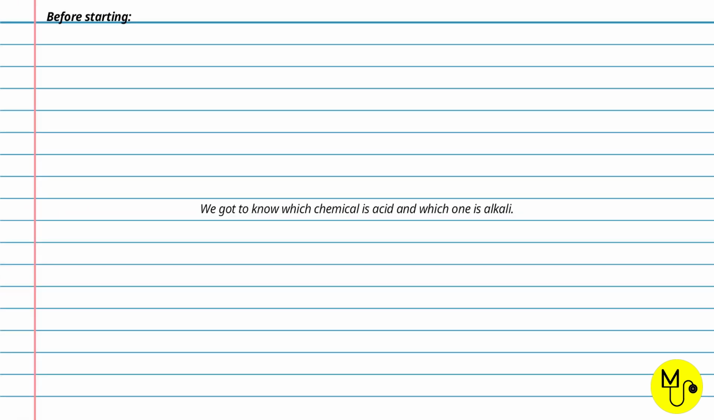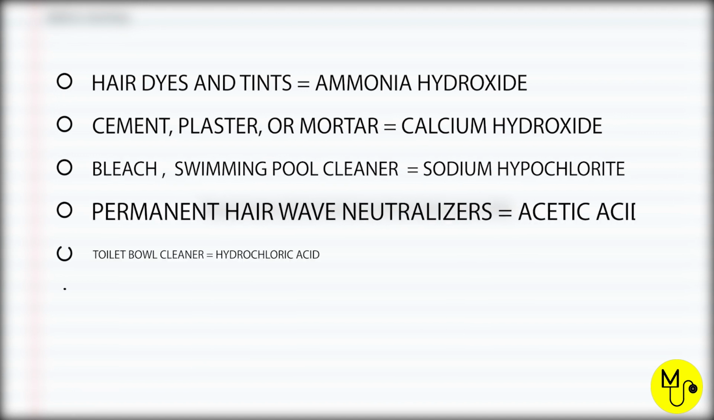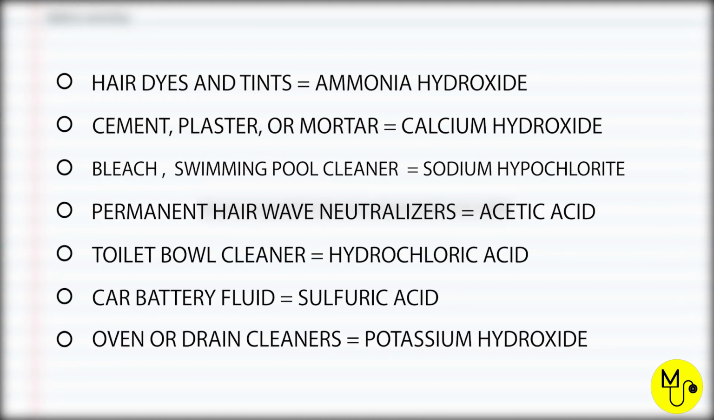Before starting, we got to know which chemical is acid and which one is alkaline. Here you can see some examples. For example, hair dyes and tints are ammonium hydroxide. Cement, plaster or mortar are calcium hydroxide. Bleach and swimming pool cleaner are sodium hypochlorite.